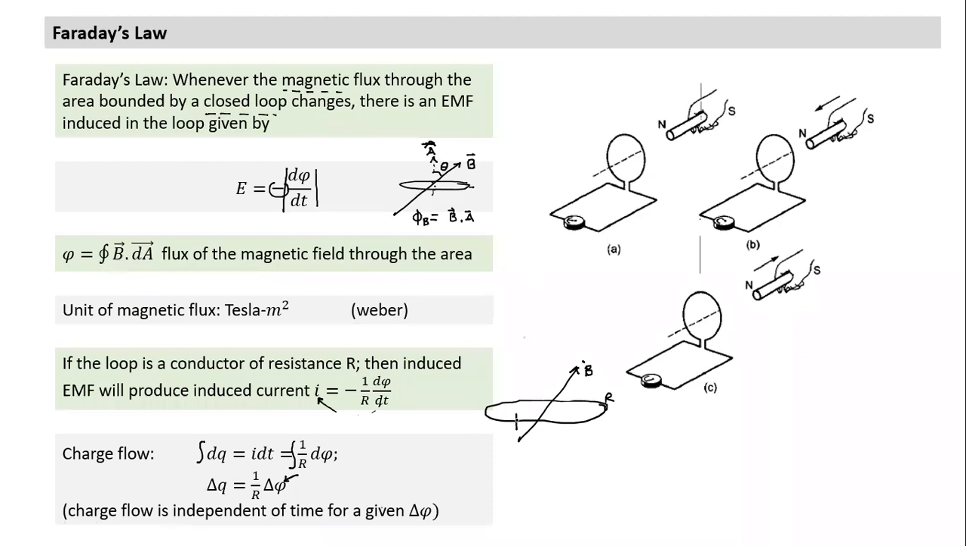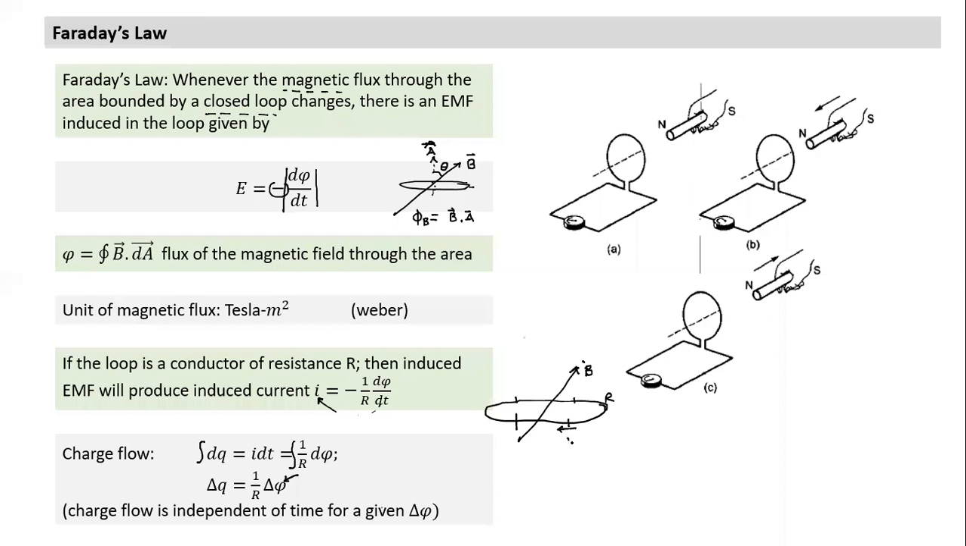See, what is the charge crossing? If we take the loop, anywhere we take the cross section, will the amount of charge crossing any cross section be different? It has to be the same. The current everywhere in the loop is the same. So what is the charge crossing a given section?